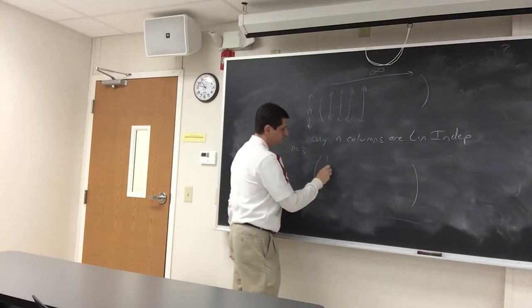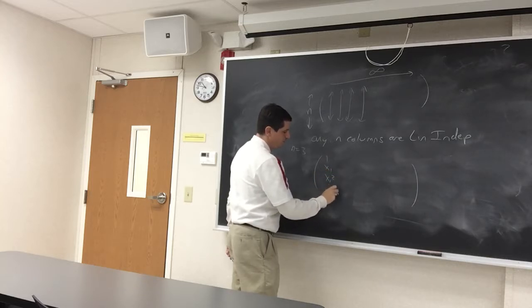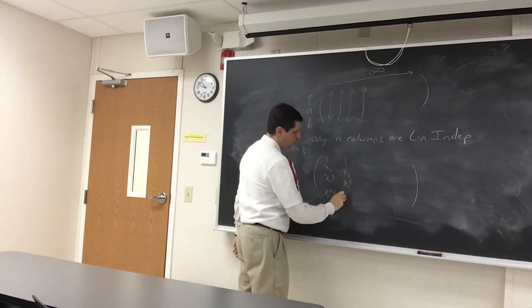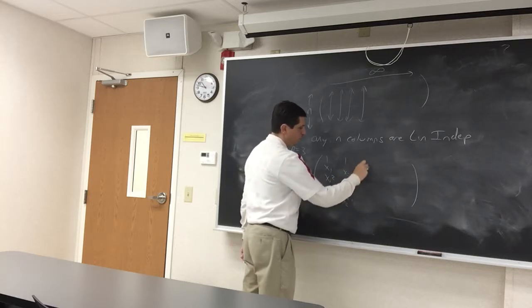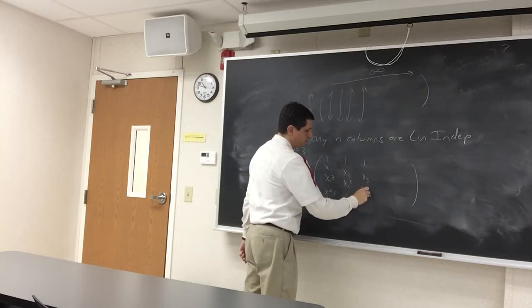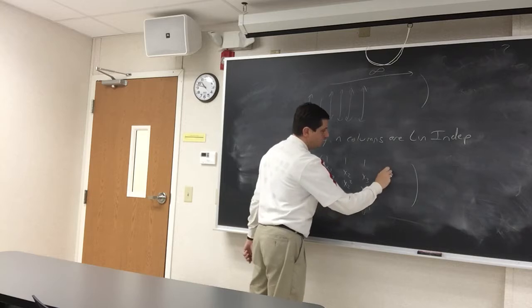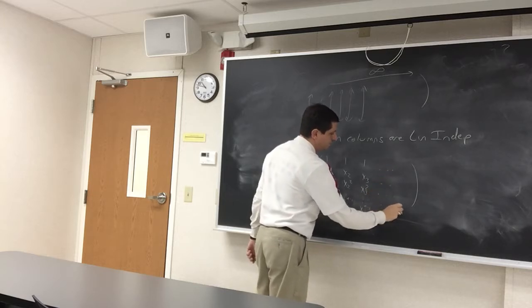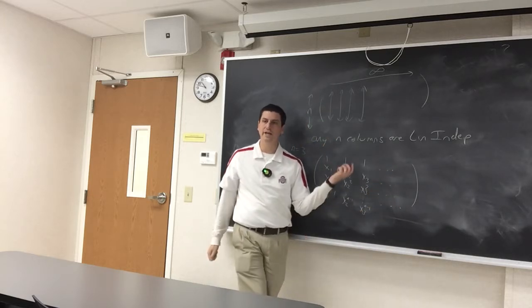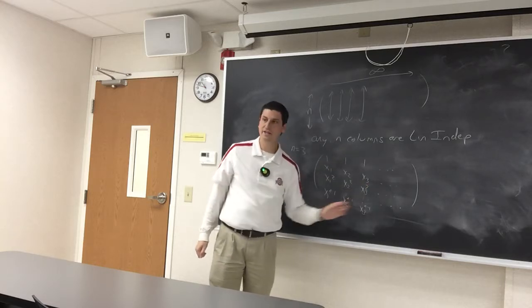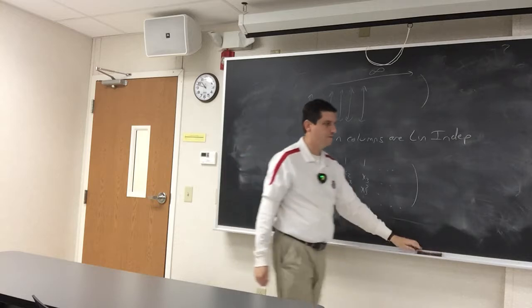Choose 1, x1, x1 squared, all the way up to x1 to the n minus 1. 1, x2, x2 squared, all the way up to x2 to the n minus 1. 1, x3, x3 squared, all the way up to x3 to the n minus 1, and so on and so on. When you look at any n columns, you'll have just n things like this. And this is called a Vandermonde matrix.